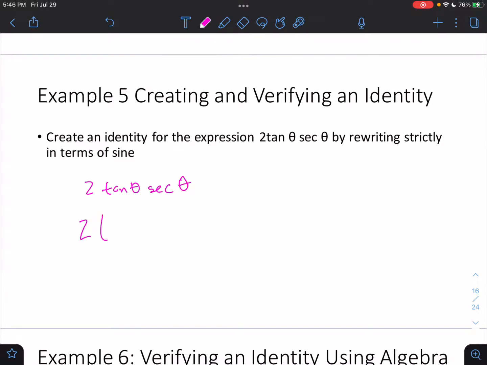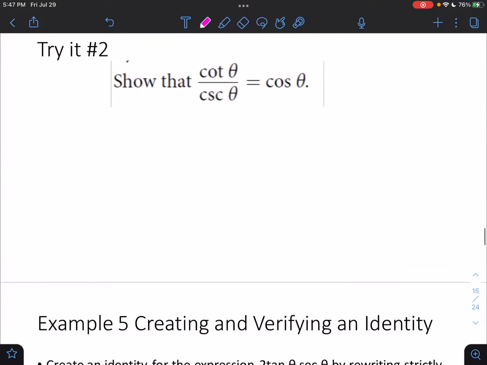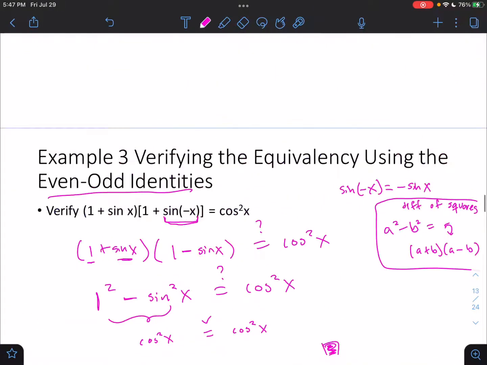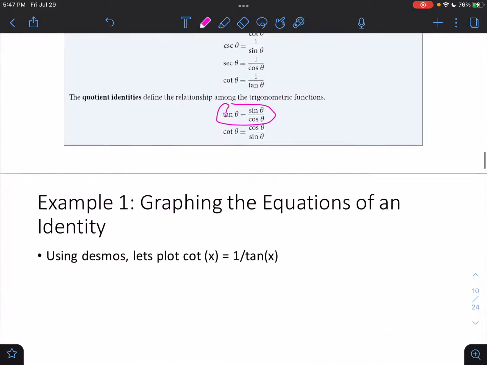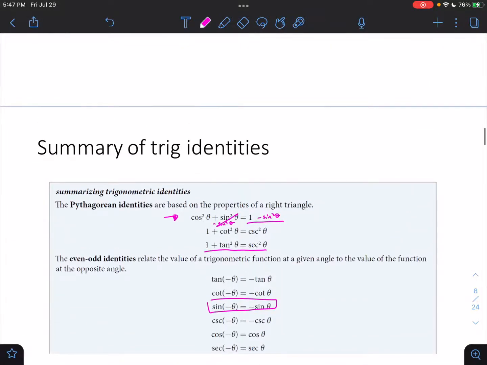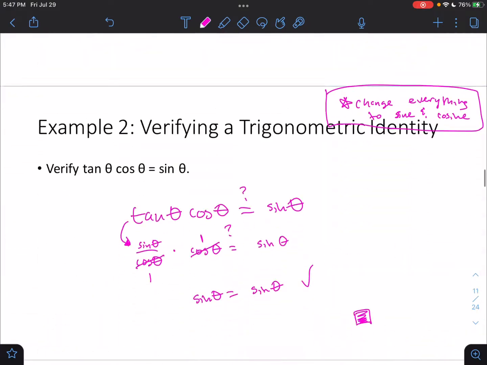So tangent, according to the quotient identity, is sine theta over cosine theta. Secant theta is, with the reciprocal identity, 1 over cosine theta. And we're going to multiply straight across. 2 times sine theta over cosine times cosine is cosine squared theta. They want everything in terms of sine, so I need to change this cosine squared. And actually, we derived it, I think, in the past one. Where is it at? We derived it here. Cosine squared is 1 minus sine squared.